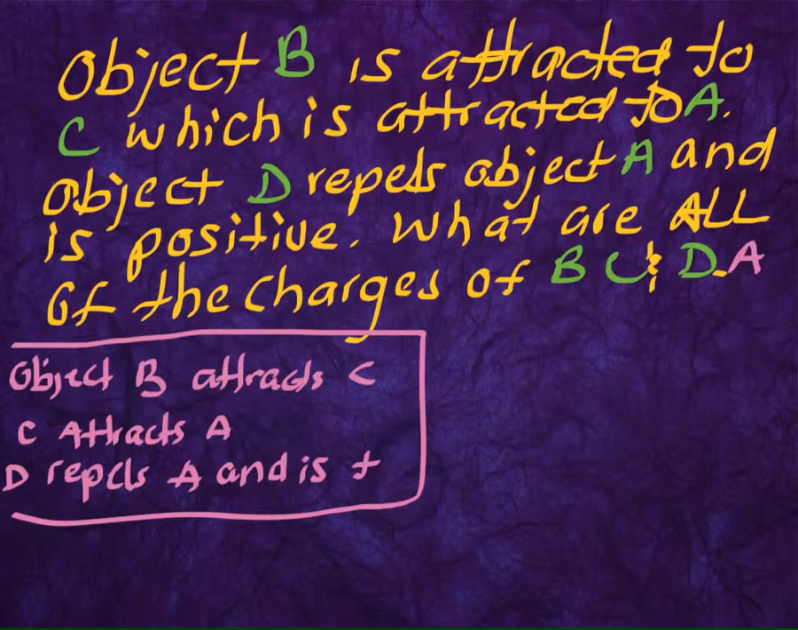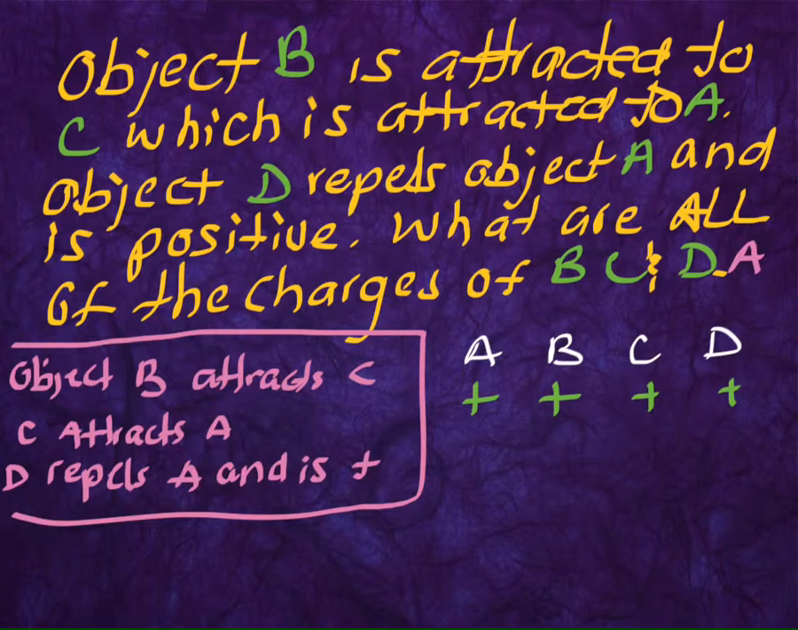In order to solve this, it's always best to write everything out. So I'm going to write all the key players out, A, B, C, and D. And they could all be positive, or they could be negative, or they could be neutral. So we're going to find out what all of the charges are, not just what they all could be.